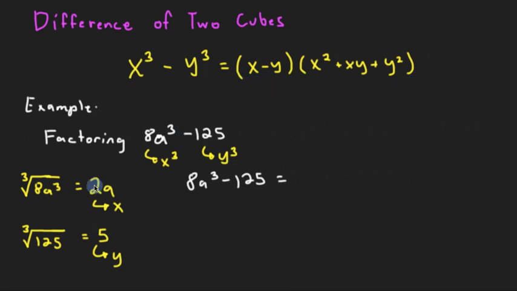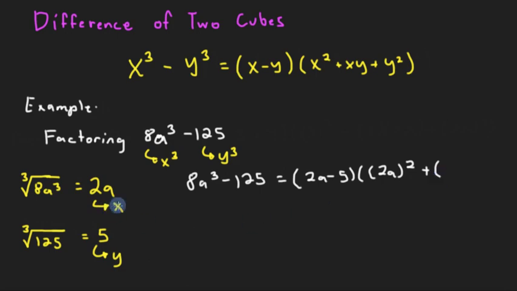We just have to take 2a in place of x, and we just have to take 5 in place of y. So this becomes, since it's x minus y, 2a minus 5, right? And here we're looking for x squared, since 2a takes the place of x. So this becomes 2a squared, right?